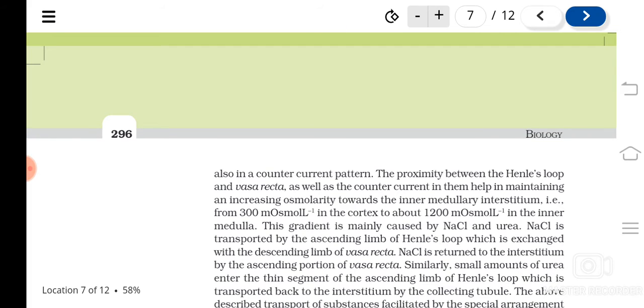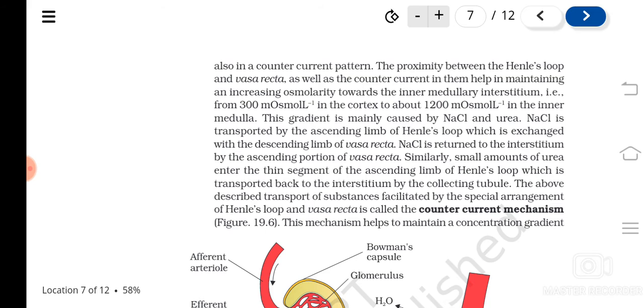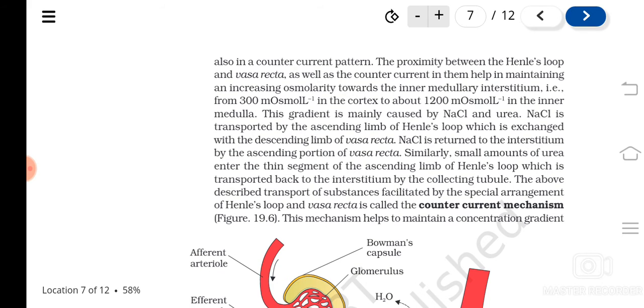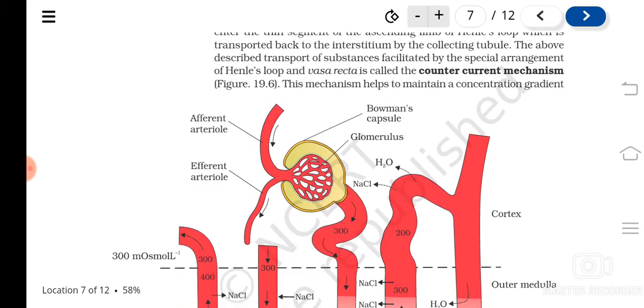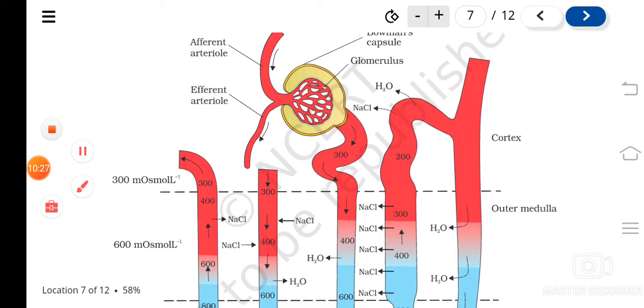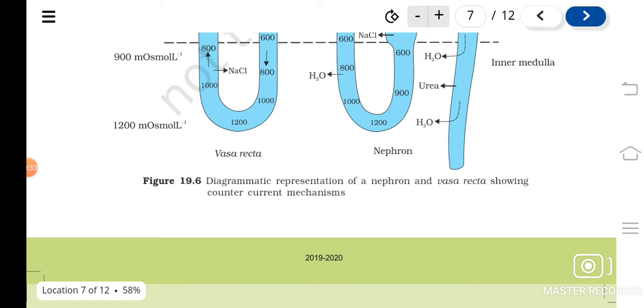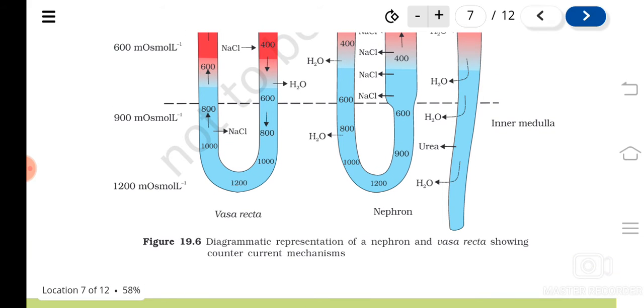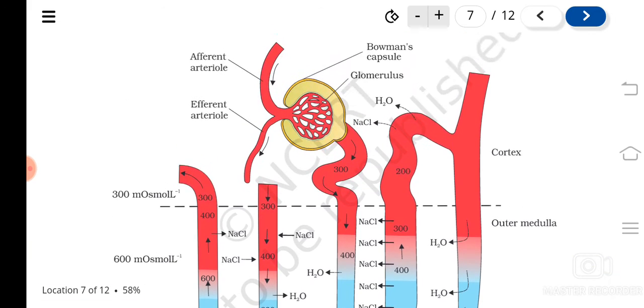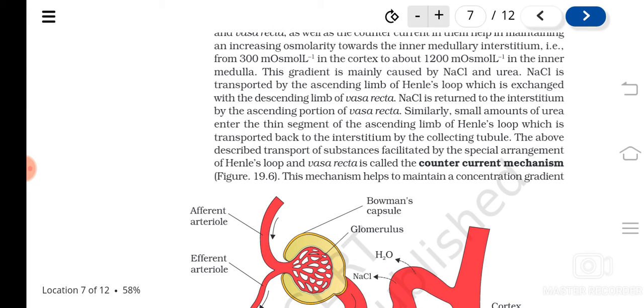And also the countercurrent in the vasa recta and in the Henle's loop helps in increasing the osmolarity in the inner medullary interstitium. That is, you can see here from 300 to around 1,200. That much difference in gradient can be produced, and this gradient is caused by sodium chloride and urea. Understood?